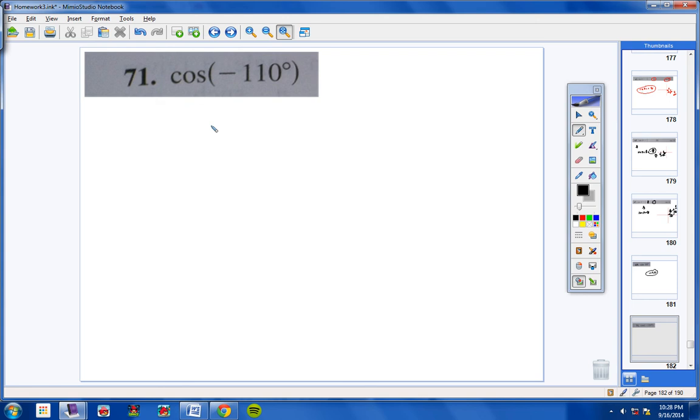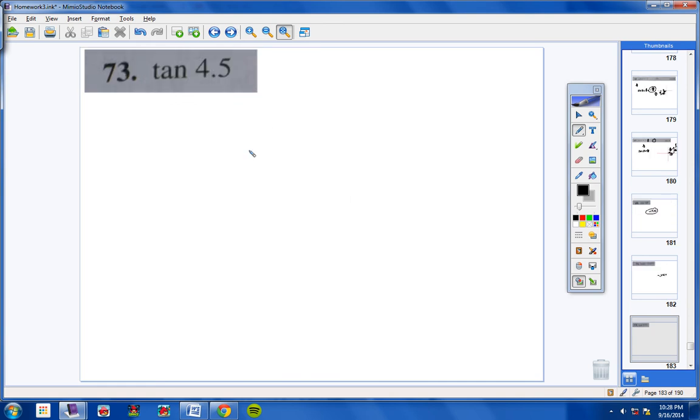All right, moving on to 71, cosine, and then type in -110. Cosine of -110 would be -0.3420. 73. Now make sure you go to mode and switch over to radians.